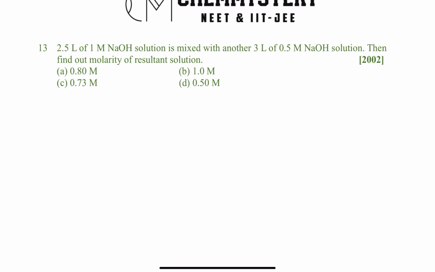2.5 liter. So these are the given things. Let's highlight: 2.5 liter of 1 molar NaOH solution is mixed with 3 liter of 0.5 molar NaOH solution. So till this much, what we see is that 2 NaOH solutions are mixed. The first solution is of 1 molar strength, and the volume is 2.5 liter. It is mixed with another NaOH solution whose strength is 0.5 molar, and the volume is 3 liter. Both are mixed together. We need to find out the molarity of the resulting solution.